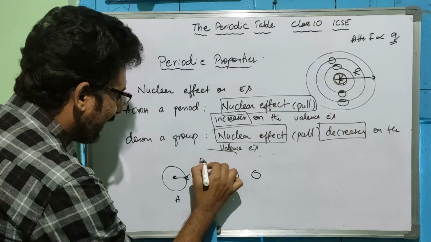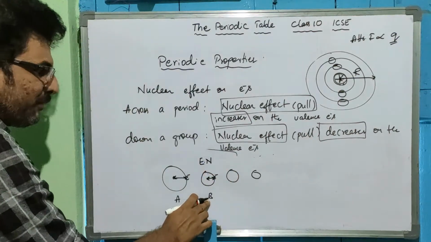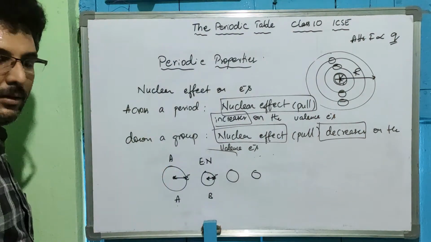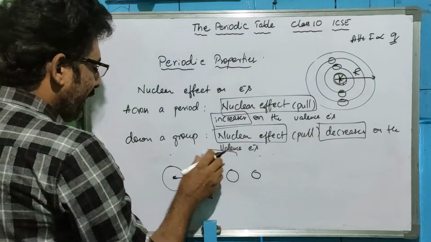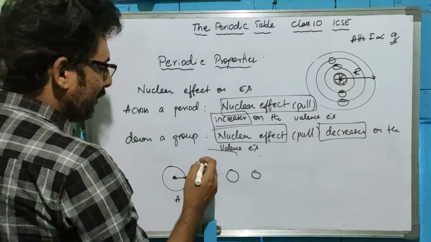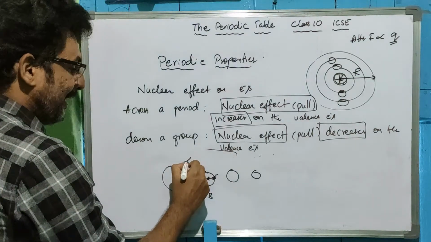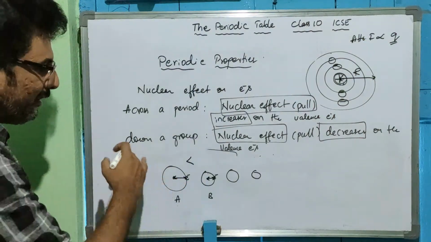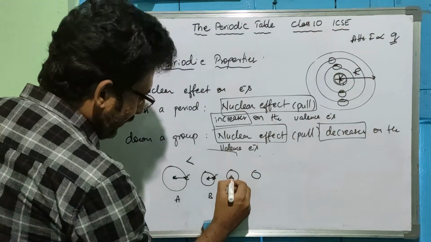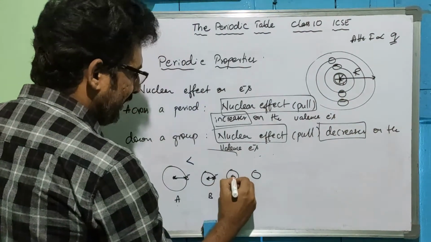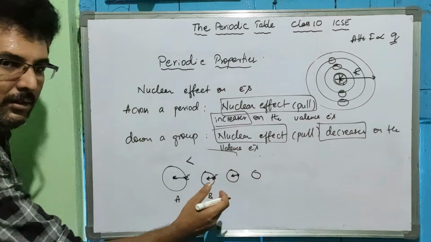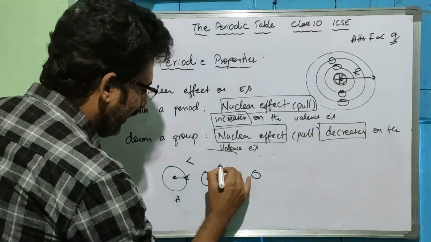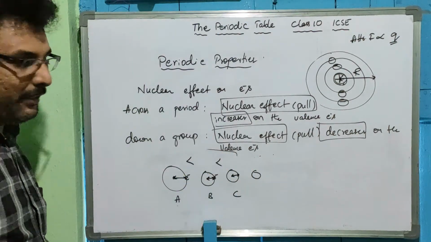So the electronegativity of this element B will be more than that of the element A. That means the electronegativity of an element on the right side will be greater than the element on the left side in the period, and it continues the same way. If you take this and this, its atomic size is even smaller. So this is smaller than this, so definitely this will have greater electronegativity compared to B.